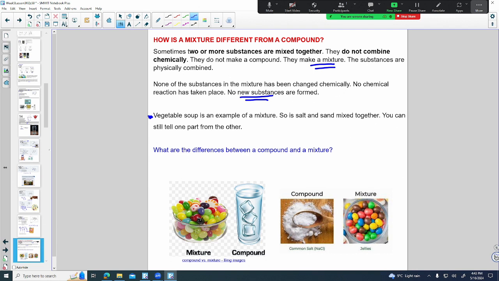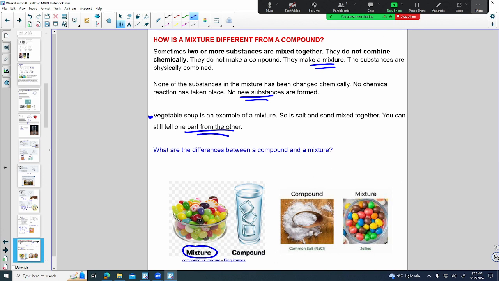But when you look at them, you can still tell one part from the other. So if you look at the mixture of sand and salt, you can still say, oh, I can see the salt there, I can see the sand there, but they're mixed together. Same thing with jelly beans, if they're all different colors. Okay, that's a mixture. You can still tell the red ones from the green ones, from the brown ones, and so on.